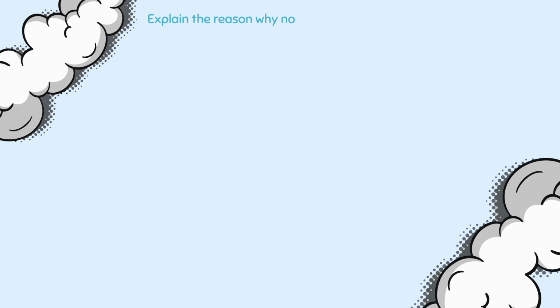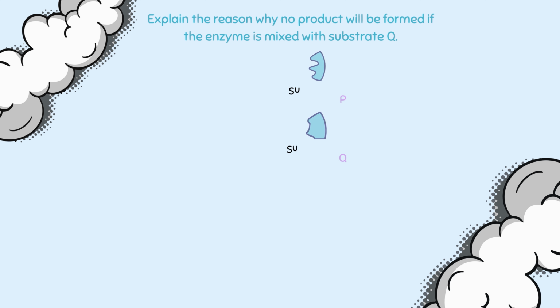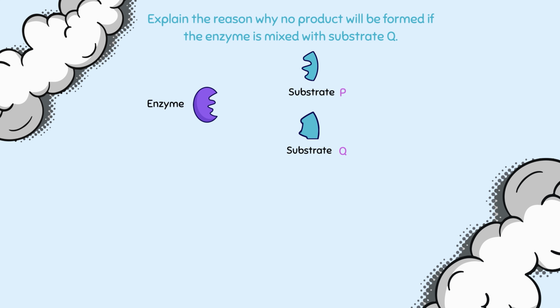Explain why no product will form if the enzyme is mixed with substrate Q. If we combine what we have learned over the last couple of minutes, we can easily answer this question. Here we can see two substrates and an enzyme. This circle-shaped substrate will not fit into the enzyme's active site. The enzyme is only specific to this substrate.